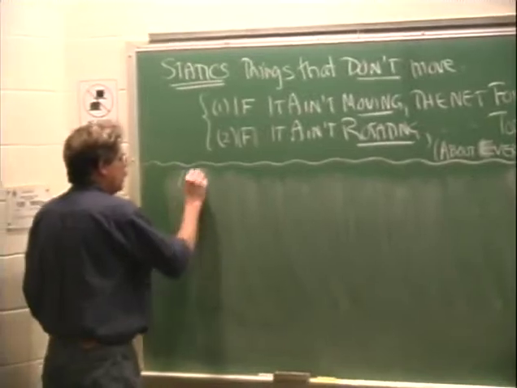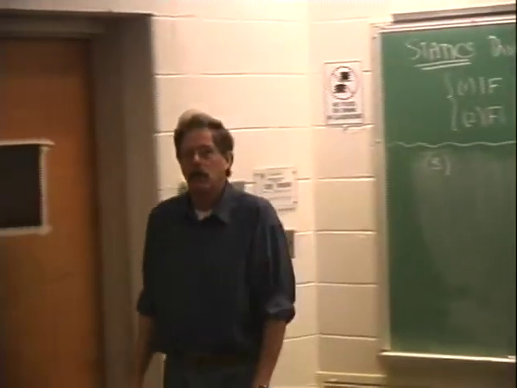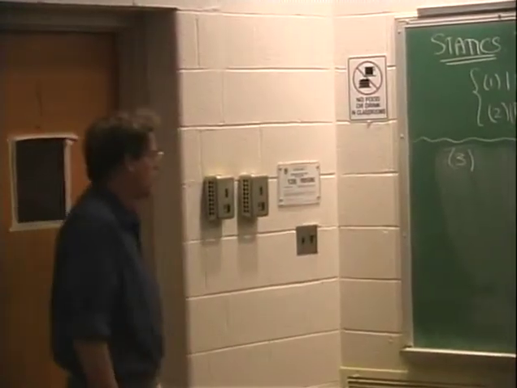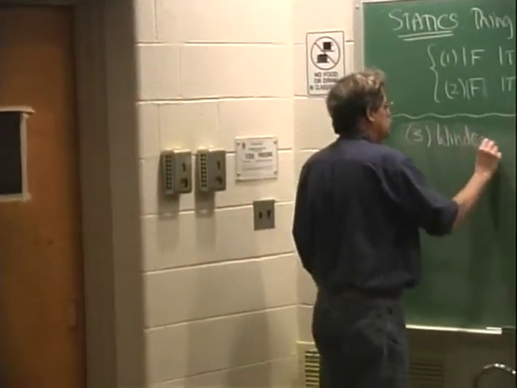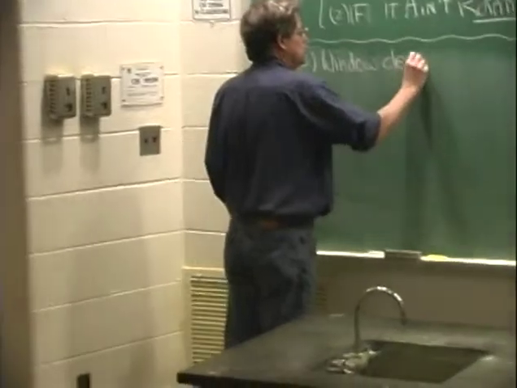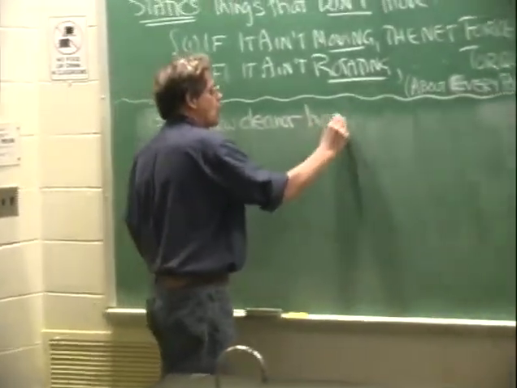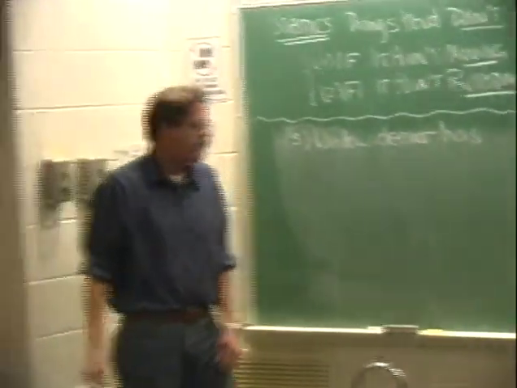So this is example number 3. A window washer has a ladder that's 5 meters long.